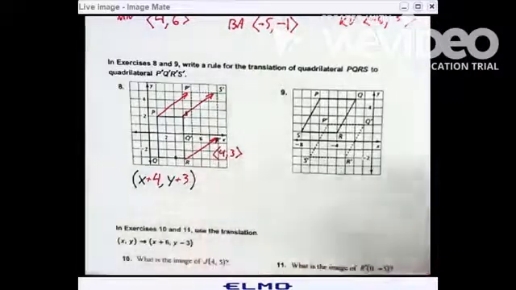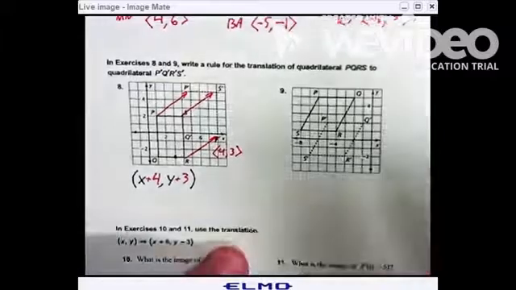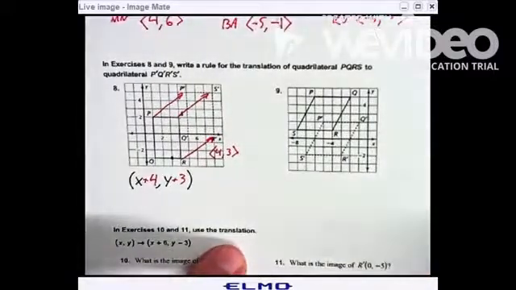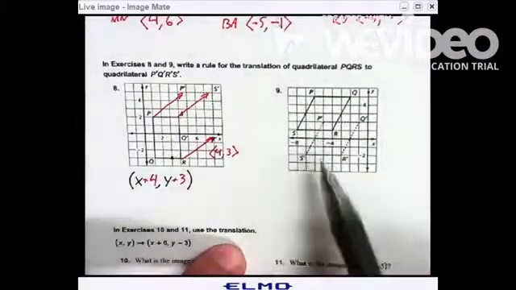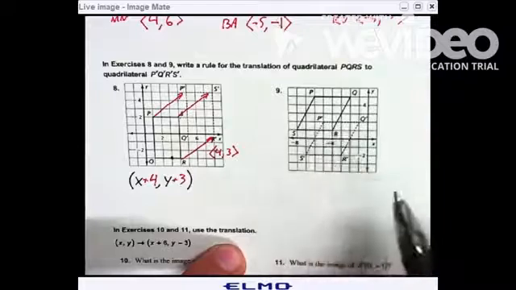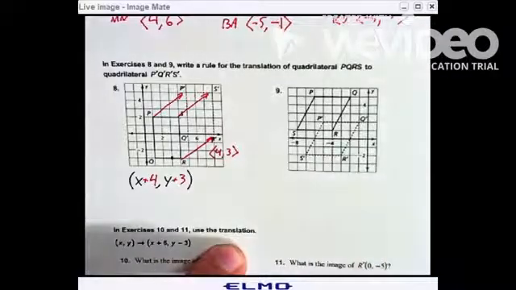So I would like you to pause the video real quickly and find the rule that maps the pre-image onto the image. All right. So pause the video and then come back.